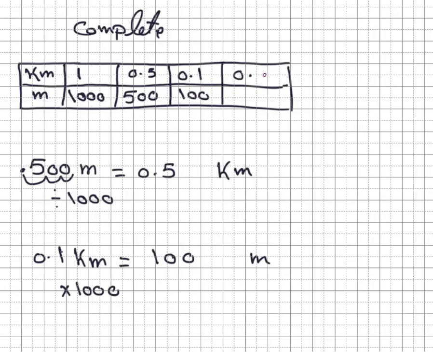If we have 0.2, the same way, I will take 0.2 kilometer to become meter. I will multiply by 1000. I will move the decimal point 3 places, 1 to 3. I need two zeros. It will become 200.